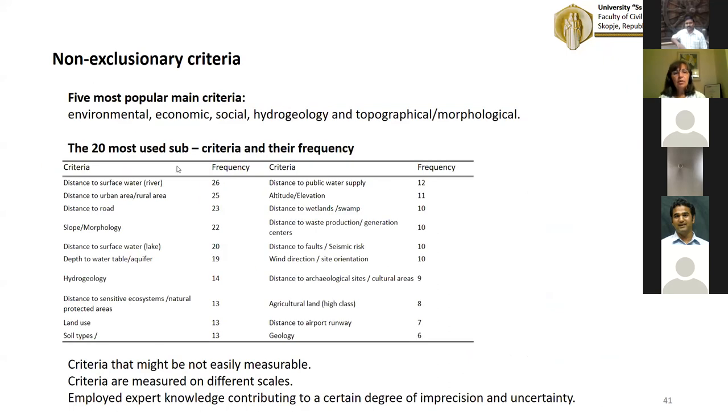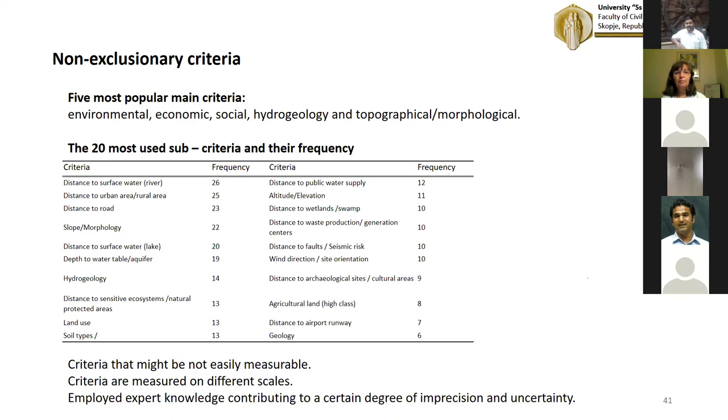When it comes to the criteria, all the analysis from the research showed that the most popular main criteria, if we have a two-level hierarchy, are the environmental group of criteria, the economic, social, hydrogeology, and topographical or morphological. While the most used sub-criteria are distance to surface waters, which means that most of the researchers set the distance to surface water, distance to urban area or rural area, distance to roads, slope or morphology as the most important sub-criteria. Most of the researchers use these types of criteria.